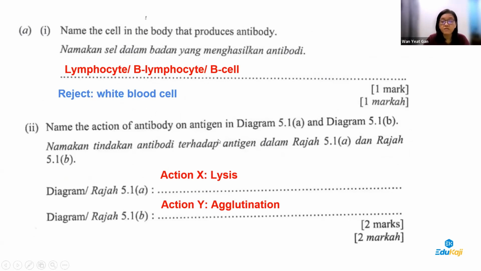For the part A question just now, please remember you cannot just write white blood cell, because white blood cell is a general term for all leukocytes. And you learned 5 types of white blood cell. So you have to be specific which is the white blood cell that produces antibody.